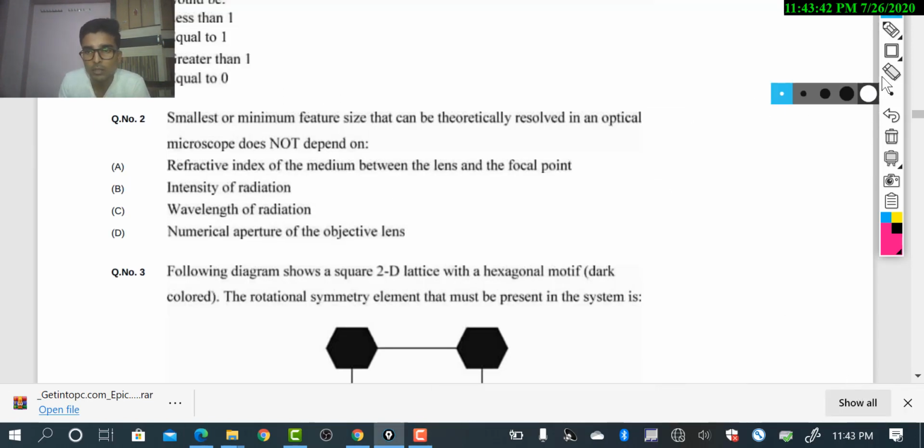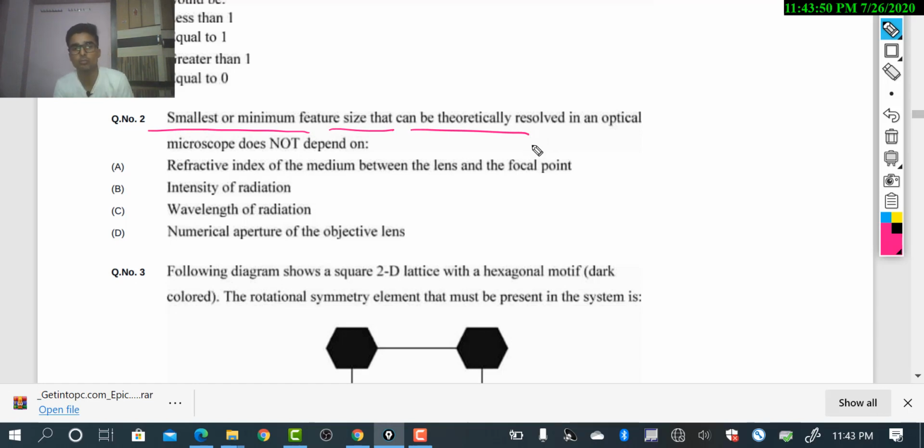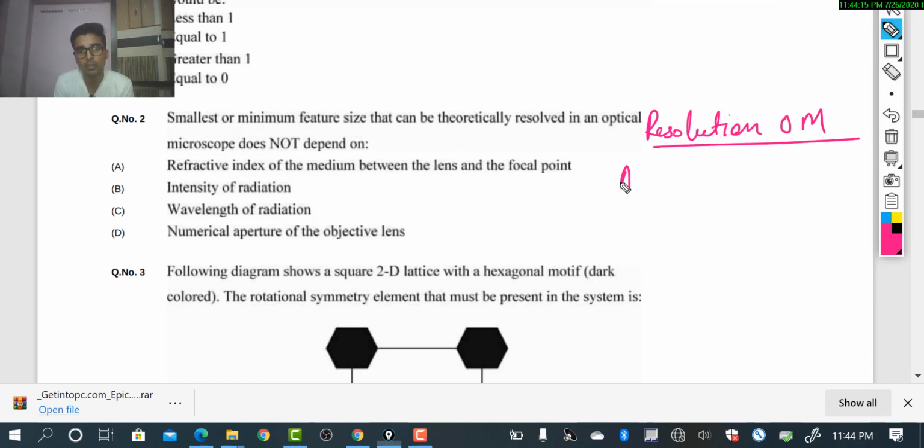In an optical microscope, it is asking about the smallest or minimum feature size that can be theoretically resolved, which means resolution. So the smallest feature size that can be theoretically resolved in an optical microscope does not depend on what? That is resolution. The formula for resolution of an optical microscope is Abbe's formula.